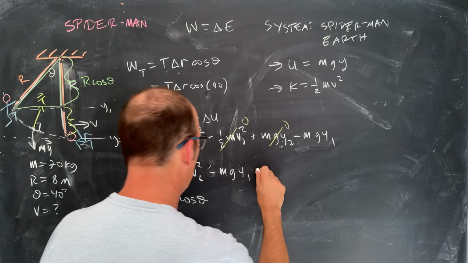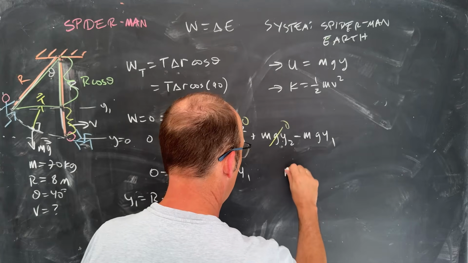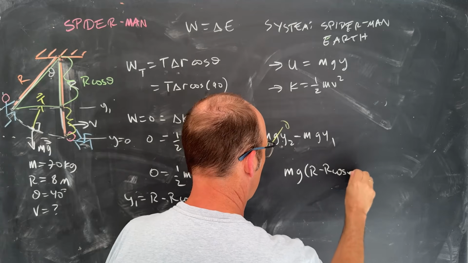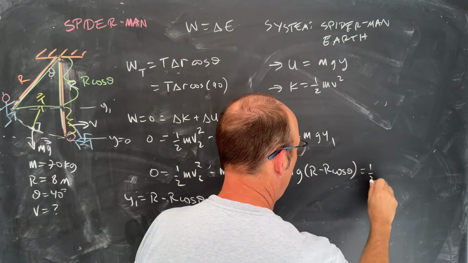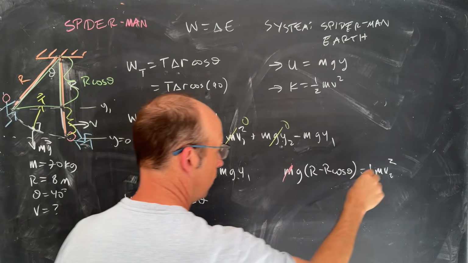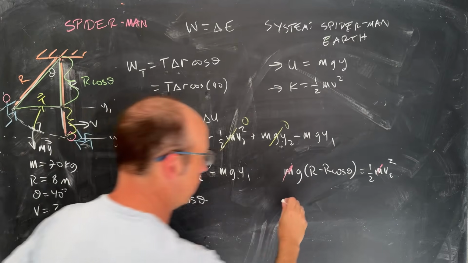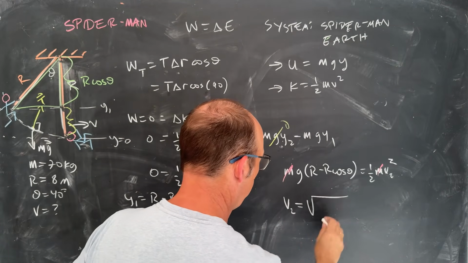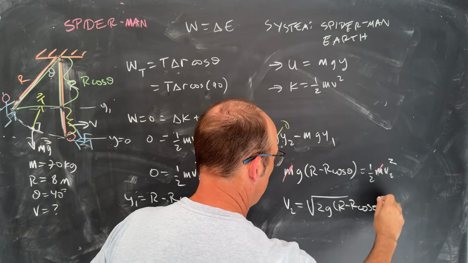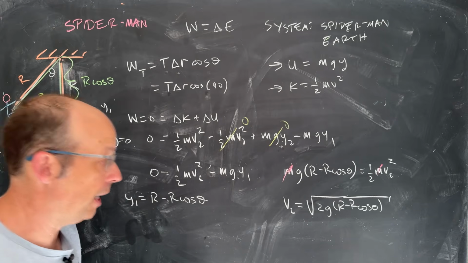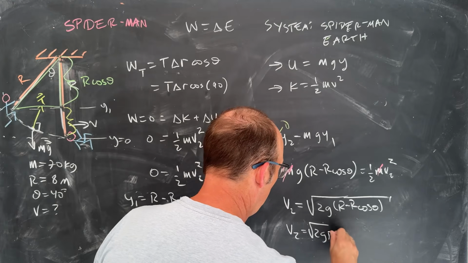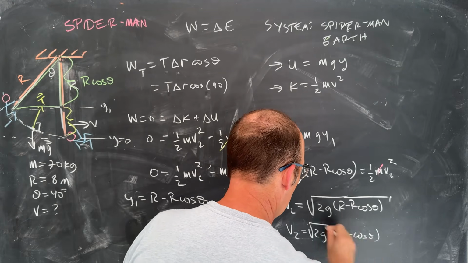So if I put that in right here, I'm going to move that to the other side. I get mg y1, which is r minus r cosine theta, and that's going to be equal to 1/2 mv2 squared. Notice that the mass cancels. We don't need that. Now we can solve for the velocity. v2 is going to be the square root of 2g times r minus r cosine theta. If you want to factor out the r, you can. I do. So v2 is going to be the square root of 2g r times 1 minus cosine theta. Let's plug this in.